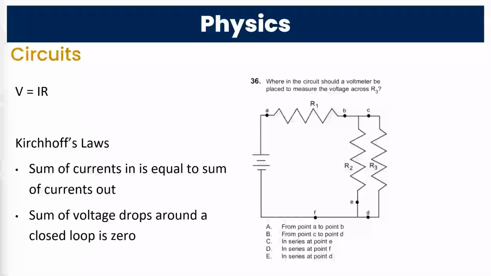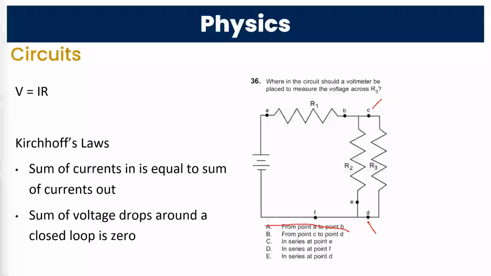Would I put it across AB to measure R3? No. CD? Yes. That seems pretty good because it isolates that from the voltage source. And that's really what you want to do when you're doing measurements: isolate the thing you're trying to measure from the voltage source itself, and make sure you've only got one circuit element in between those 2 points.